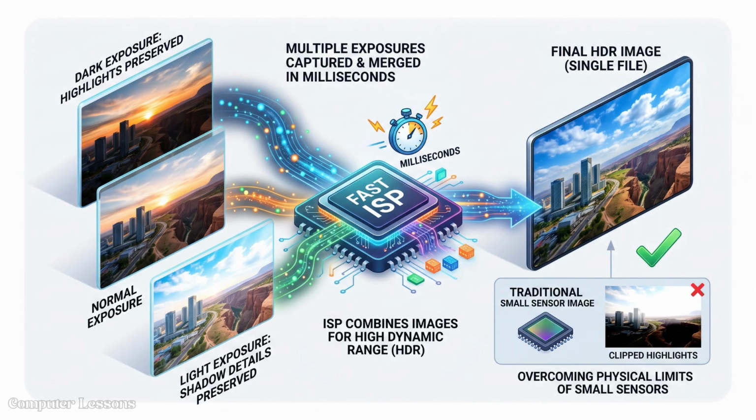Computational photography utilizes the speed of modern ISPs to merge multiple exposures into a single file. This enables high dynamic range, or HDR, imaging on sensors that would otherwise clip highlights. By capturing and combining images in milliseconds, we overcome the physical limits of small silicon chips.